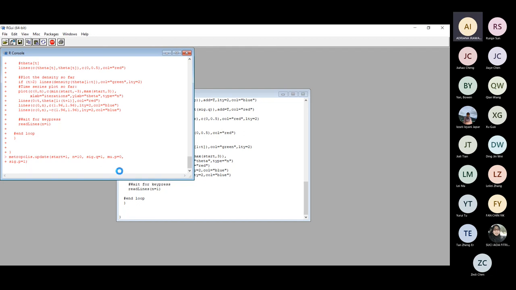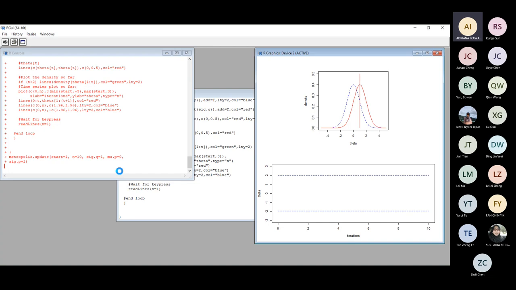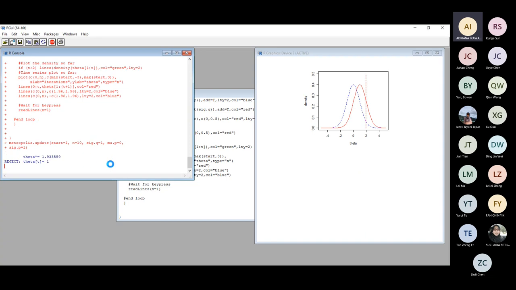Then you have this, right? That is what I said: all those extra lines are to make this nice graph. What happened here is, press enter, then it gives you a graph.